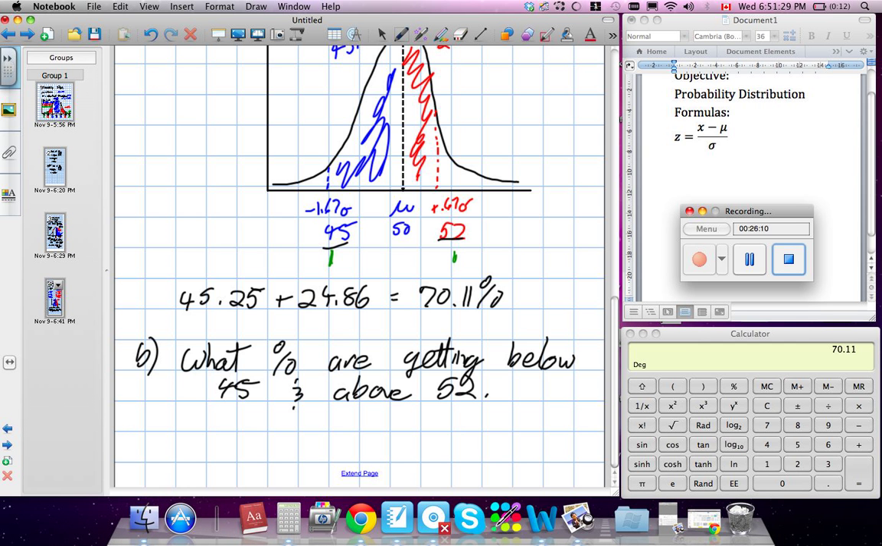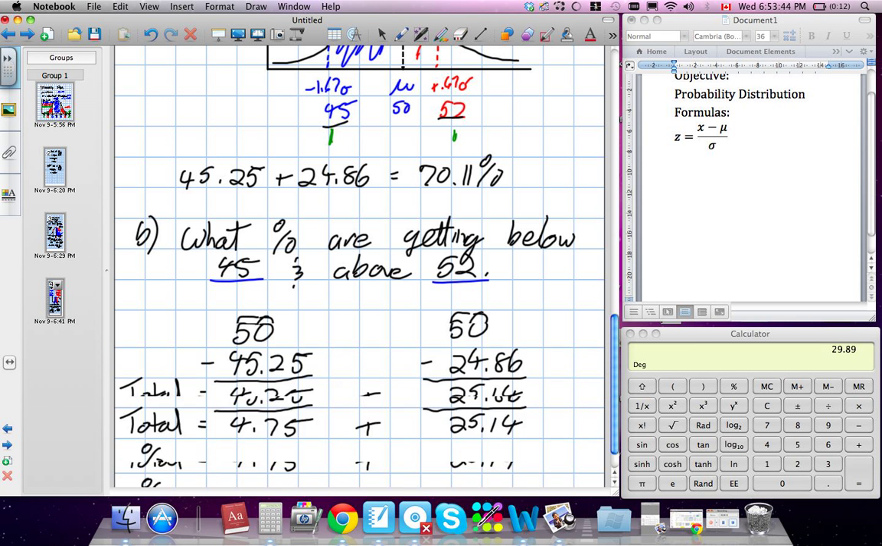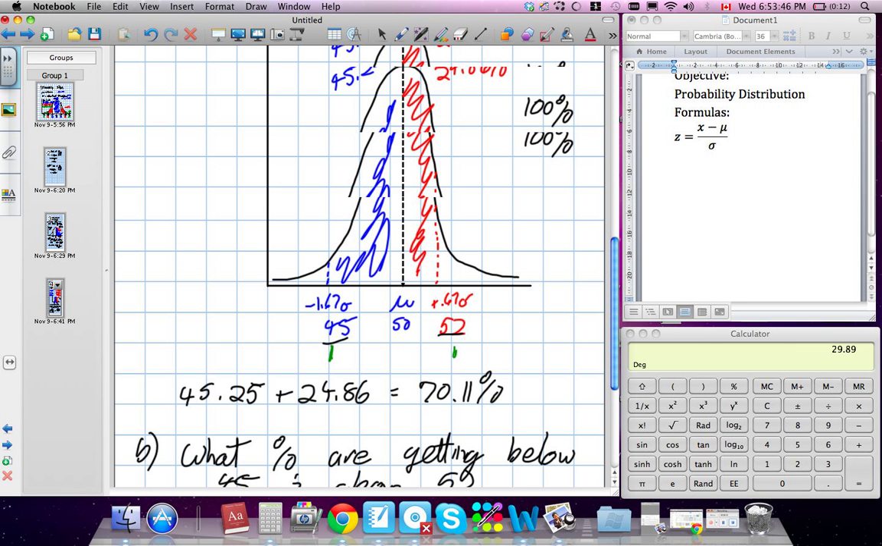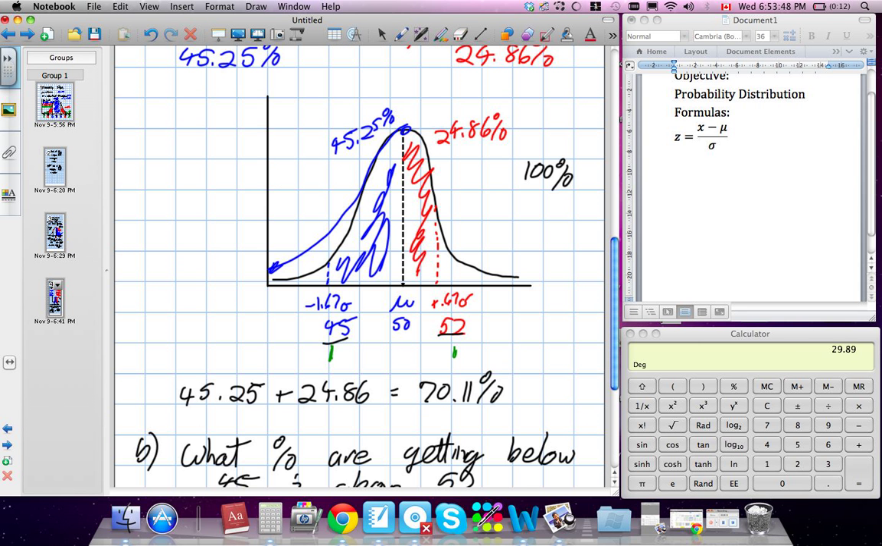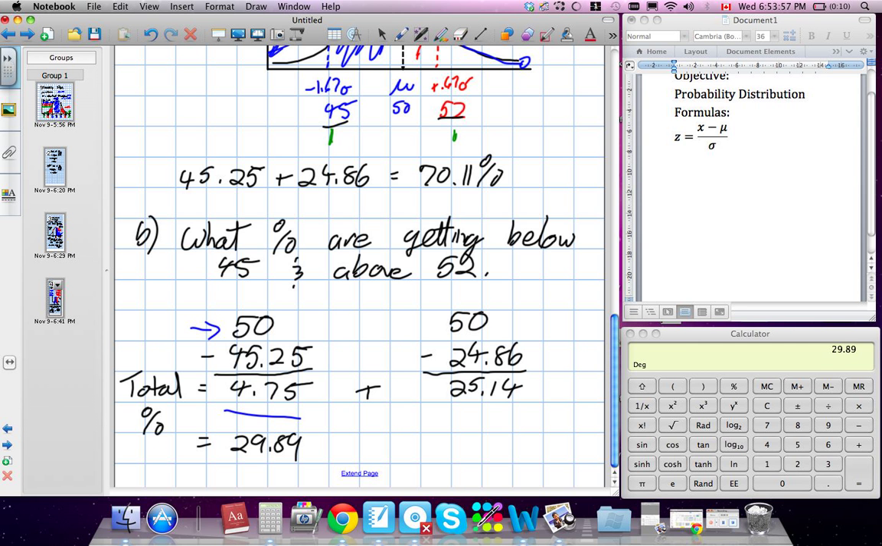So in order to solve for everybody in the class, what would we end up doing? Yeah, we just got to add 45.25 plus 24.86, which is 70.11. So in other words, 70.11% of people in the class are getting between 45 and 52.